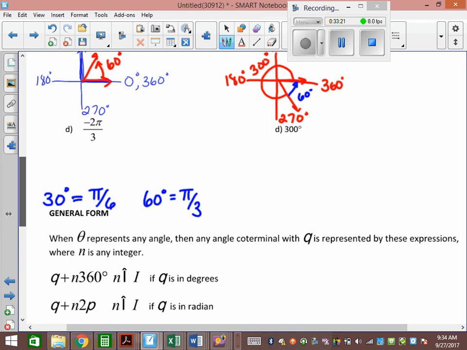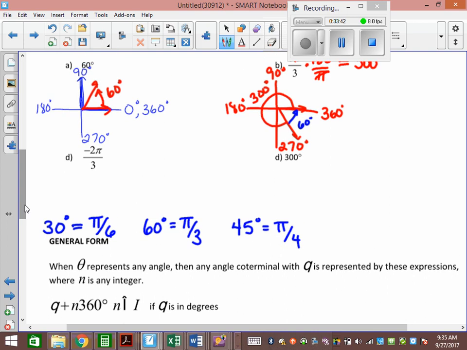You could do 30 divided by 180 and figure it out. But 30 is pi over 6, 60 is pi over 3. These need to be memorized. And 45 is pi over 4. Because you can't spend the time converting those all the time. It will take you forever. And those are really easy ones. So the reference angle is 60 degrees in this case, but I can't give that as an answer. My answer needs to be in radians. So my reference angle is actually pi over 3, because that's 60 in radian measure.